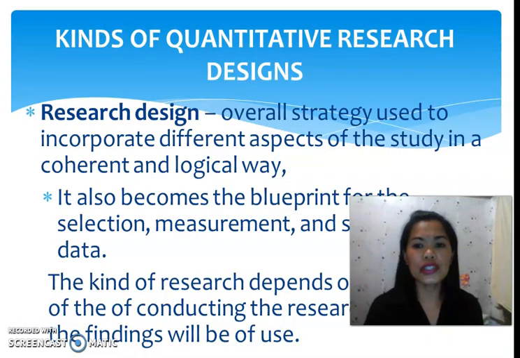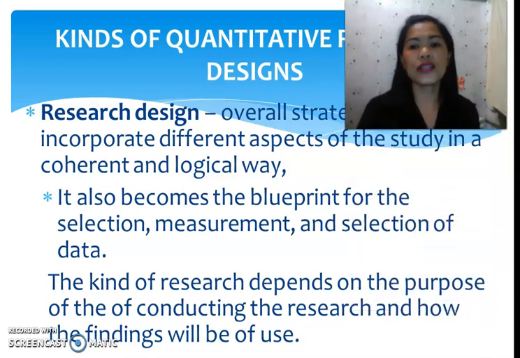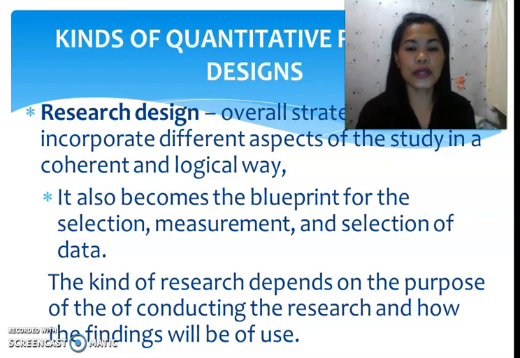Okay, so what is research design? A research design is an overall strategy to incorporate different aspects of the study in a coherent and logical way. So when you say overall strategy, it's just like the procedure, the kind of method being used in the research. It also becomes the blueprint. So when we say blueprint, all the structure, the house of the research, that is called the blueprint.